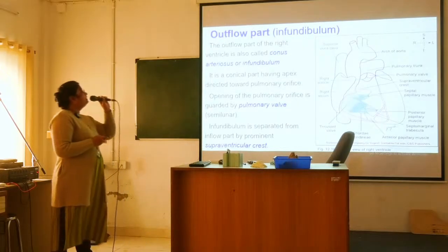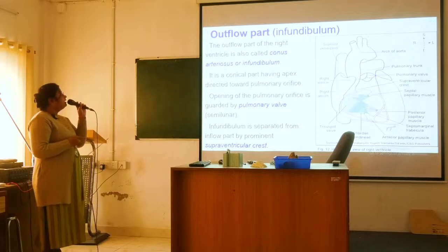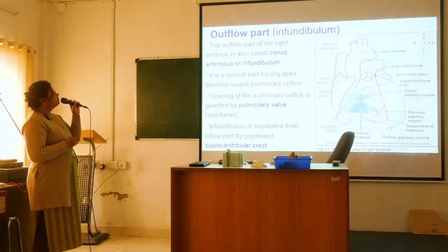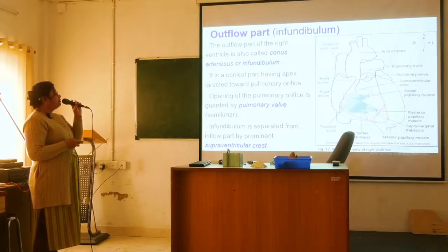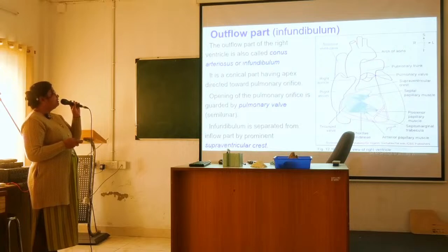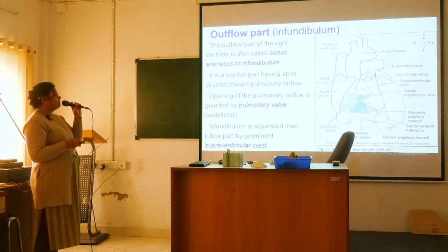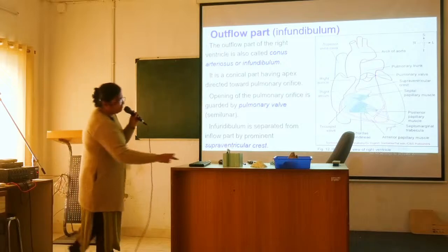Now outflow part or infundibulum. Outflow part of right ventricle is also called conus arteriosus or infundibulum. It is a conical part having apex directed towards the pulmonary orifice. Opening of pulmonary orifice is guarded by pulmonary valve or semilunar valve, and infundibulum is separated from the inflow part by a prominent supraventricular crest. Here is the supraventricular crest.